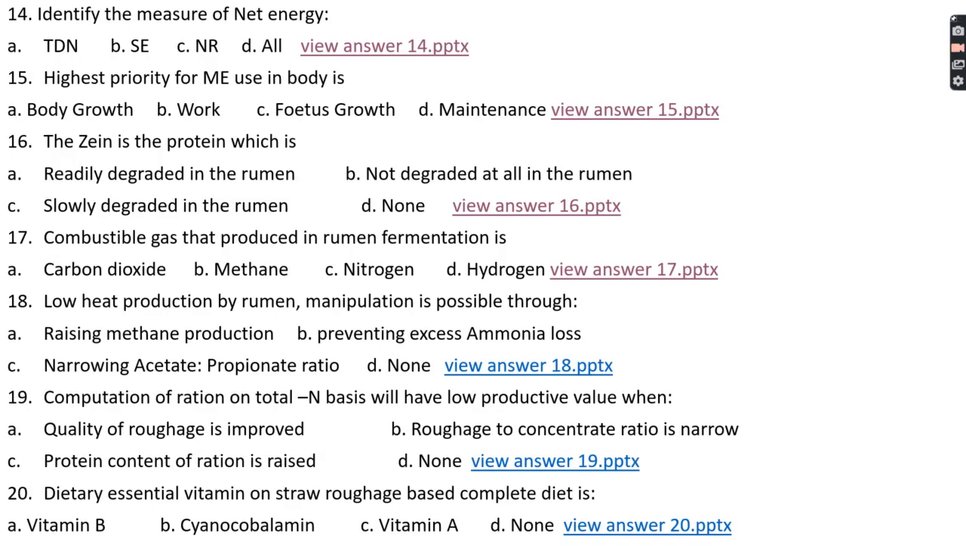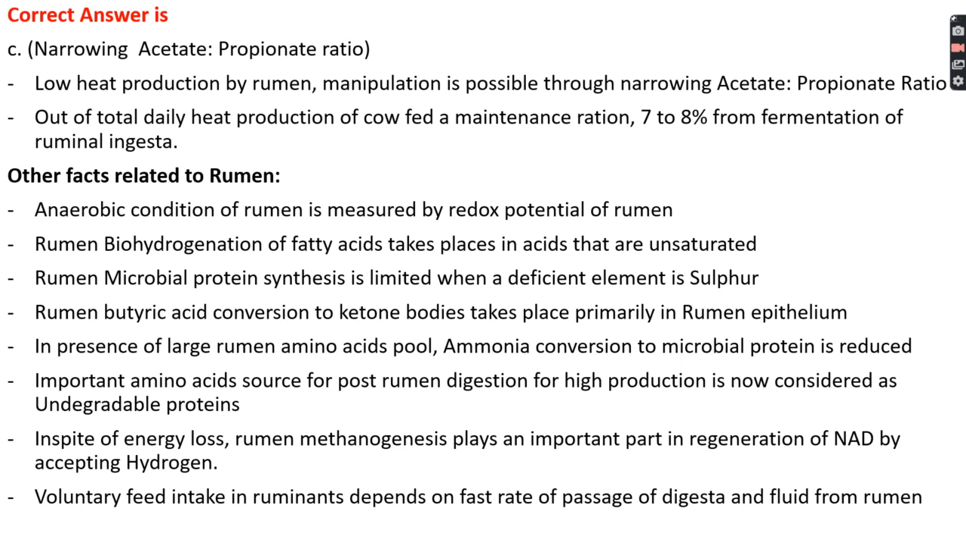Question number 18. Low heat production by rumen manipulation is possible through option A, raising methane production, option B, preventing excess ammonia loss, option C, narrowing acetate propionate ratio, option D, none. The right answer is option C, that is narrowing acetate propionate ratio. Low heat production by rumen manipulation is possible through narrowing the acetate propionate ratio.